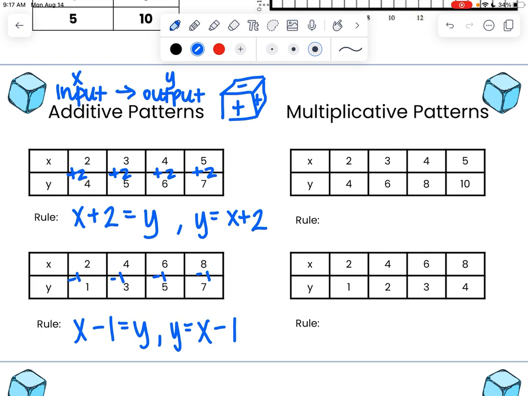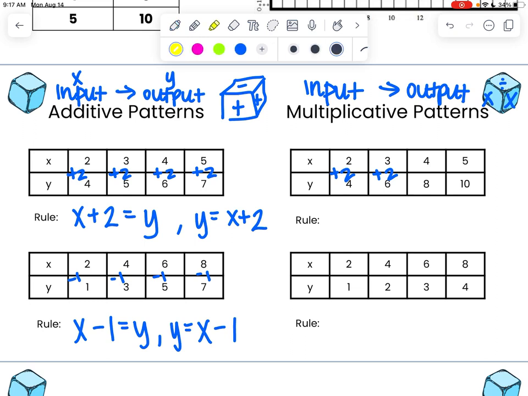And so for our multiplicative patterns, again, it has the word multiply in it, but it also means divide. So now when I look at X to Y, my input to my output, my brain is already thinking, hey, 2 plus 2 is 4. But 3 plus 2 does not equal 6. So I know that this will not be an additive pattern.